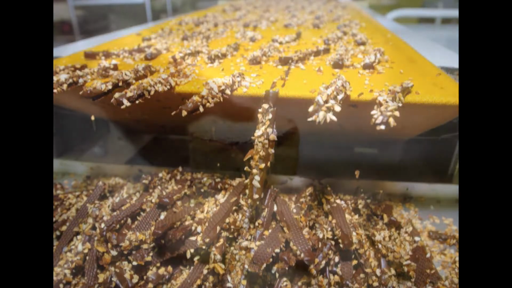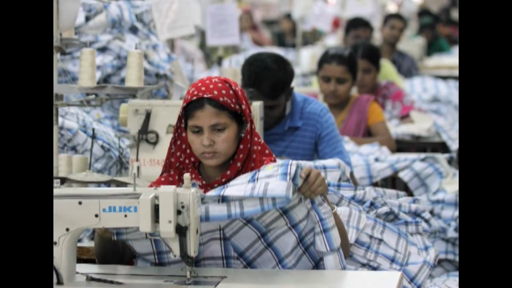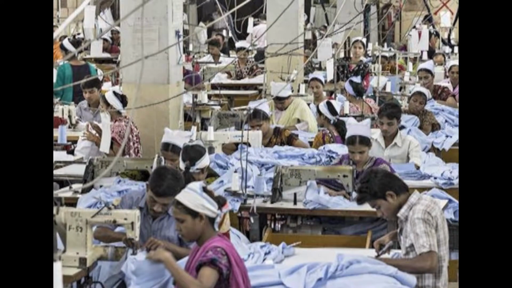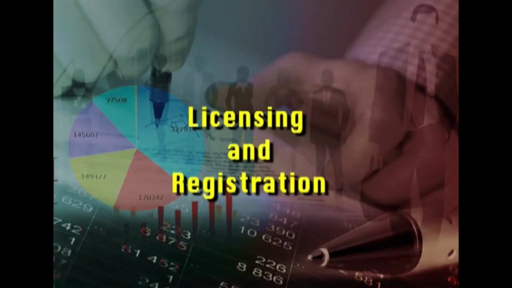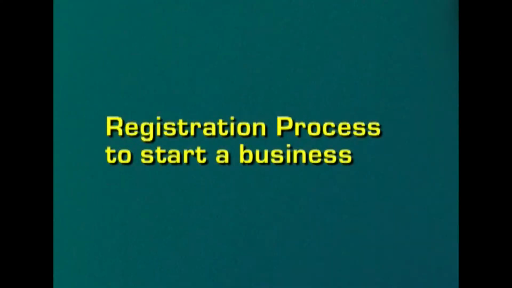Examples of quality control: manufacturers of food products often have employees who test the finished products for taste and other qualities. Clothing manufacturers have workers inspect garments to ensure that they are properly sewn. Service-oriented companies often have representatives who observe the services being performed or who do follow-up checks to ensure that everything was done properly. Next, we move on to licensing and registration: the registration process to start a business.